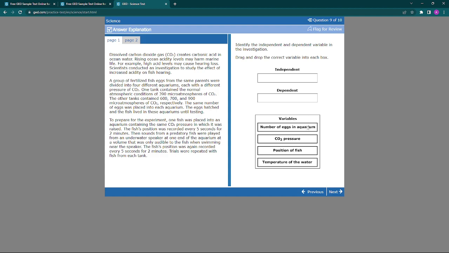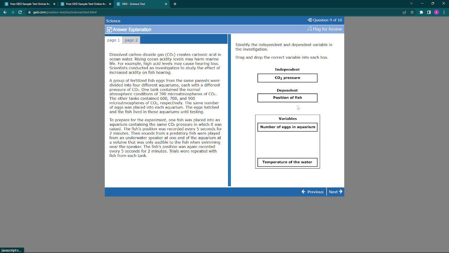So the eggs remained the same. Didn't matter. The CO2 pressure was dependent on which tank. Position of fish. Wait, what? Hold on. Identify the independent. Oh, so it's only two of these. So let's think about that. So the dependent variable, position of fish, and the independent variable was the CO2 pressure. So yeah, the number of eggs did not vary, and the same with the temperature of water. Sorry, wow. I thought for some reason we would have to sort all of those. So, anyways, correct variable into each box. There's only two boxes, four variables.